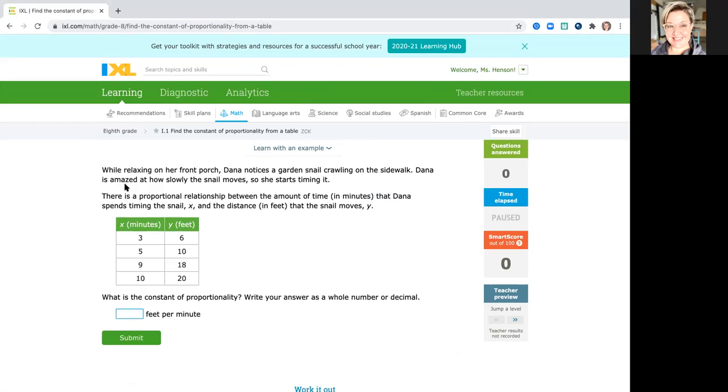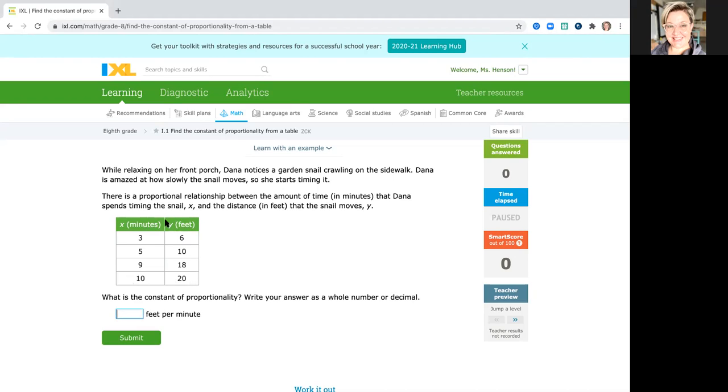While relaxing on her front porch, Dana notices a garden snail crawling on the sidewalk. Dana is amazed at how slowly the snail moves, so she starts timing it. Again, when we're reading story problems, there's a lot of information that we don't actually need that sets the story up. So don't get tripped up on some of this early information. There's a proportional relationship between the amount of time in minutes that Dana spends timing the snail, which is X. Here's our X column. And the distance in feet that the snail moves, Y.